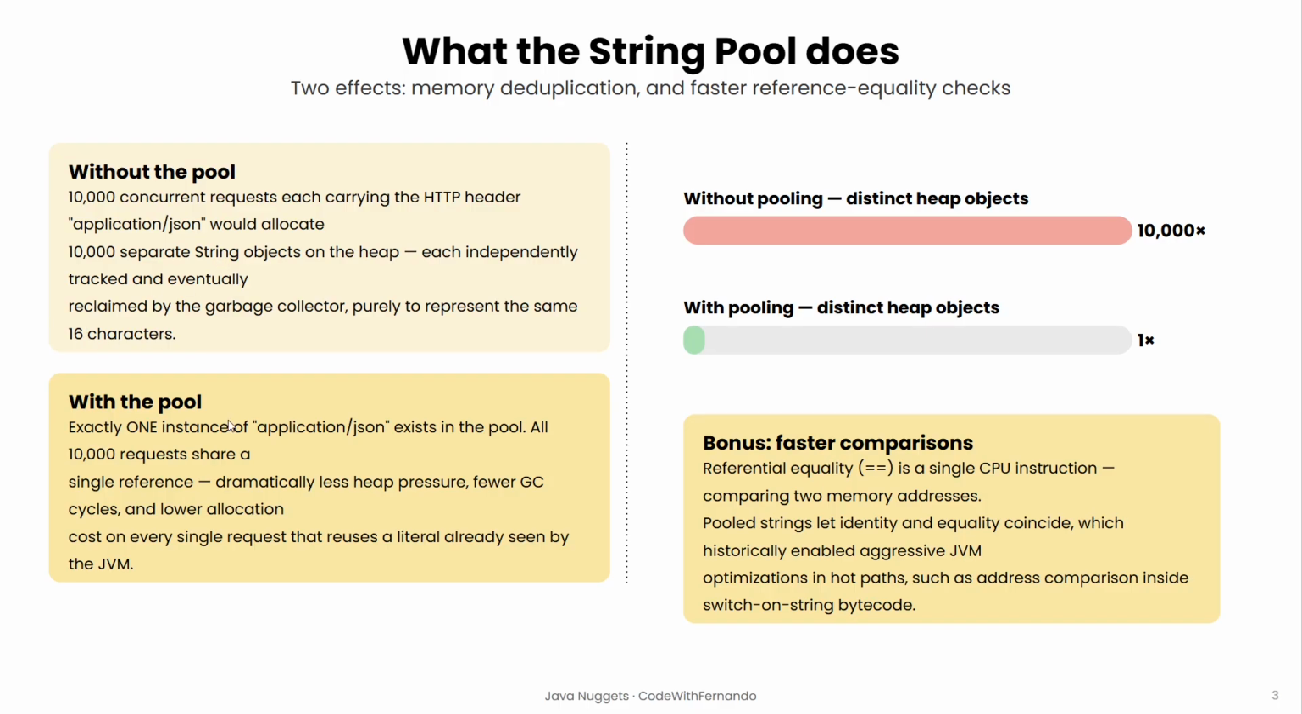Okay, then we have the other way. With the pool, exactly one instance of application/json exists in the pool. So in that case, all 10,000 requests share one single reference: dramatically less heap pressure, fewer GC cycles, and lower allocation cost on every single request that uses a literal already seen by the JVM.